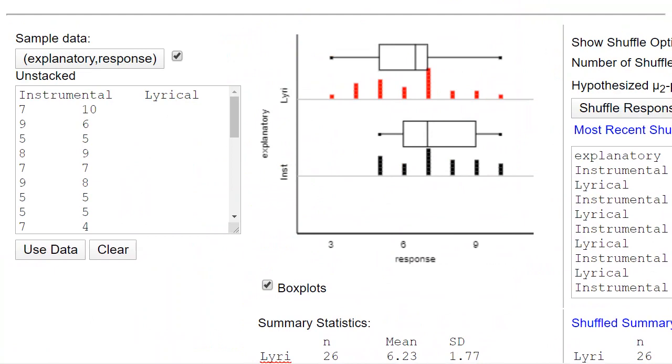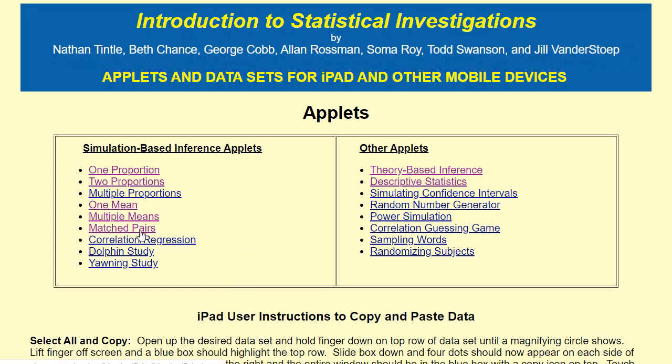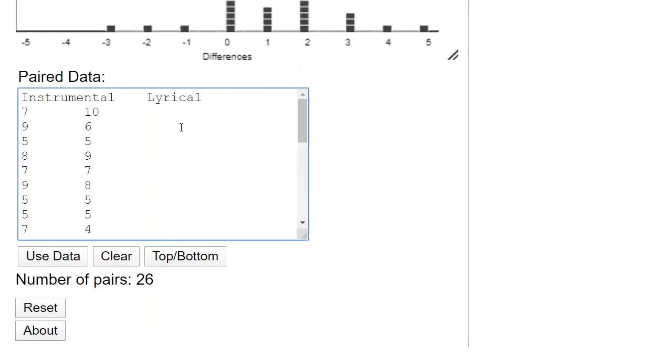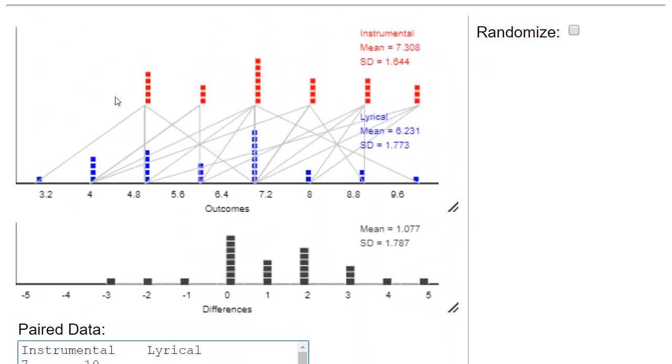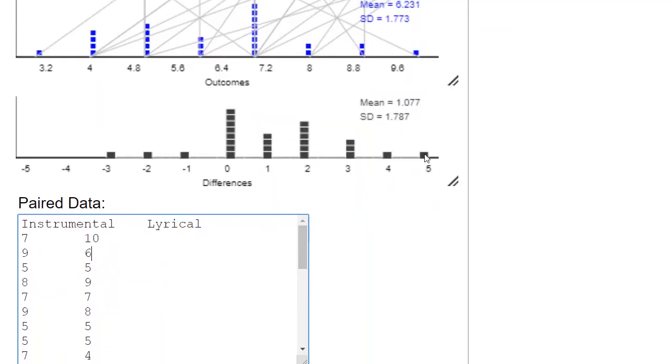So let's see what happens if instead we just paired the data. So if you go to the matched pairs applet right here, and you paste in the data right here, I just pasted in the data, what it will do is it will graph the two dot plots for you, but then it will subtract the numbers and give you the differences. And what you can see here is that almost all the time, people did as good or better with the instrumental music versus the lyrical music. Only 3 people did better with lyric music.